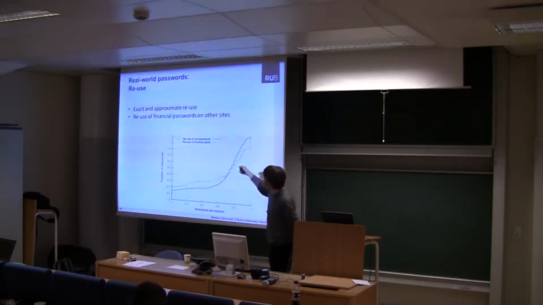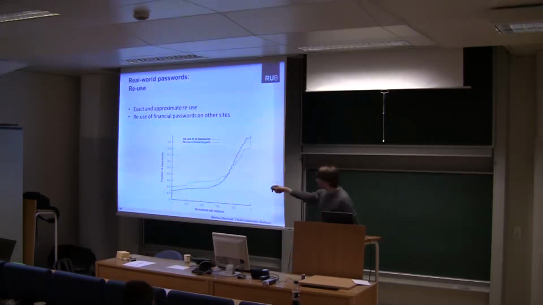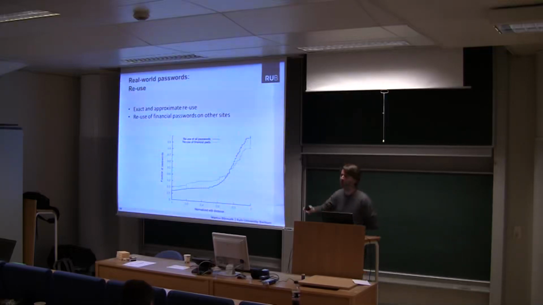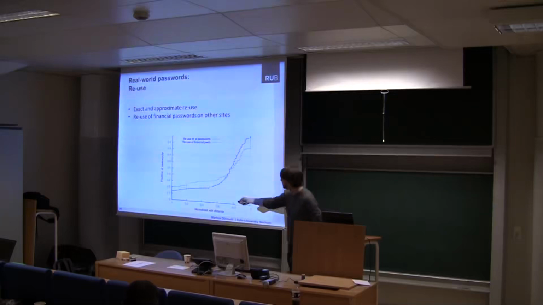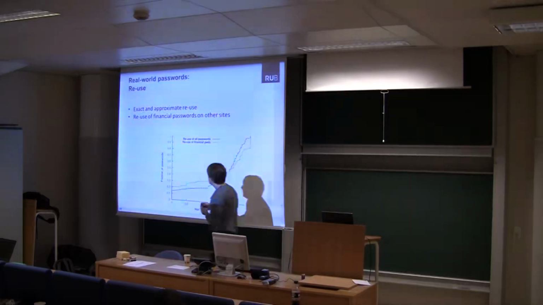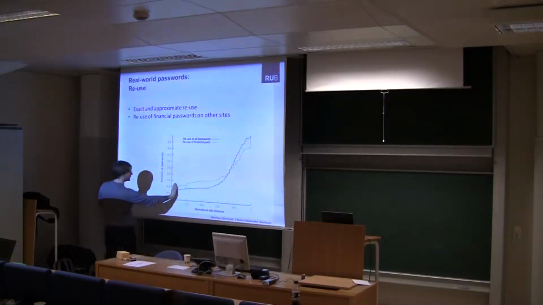Blue line is reuse in general, over all passwords, and green is reusing financial passwords on another site for the same user. Remember, we have data from malware. Malware captures several passwords per user, which puts us in a kind of unique situation here. On the x-axis, we have normalized edit distance, which means that 1 is completely different and 0 is completely equal. So if we are looking at equal, so exact reuse, we have those numbers here.